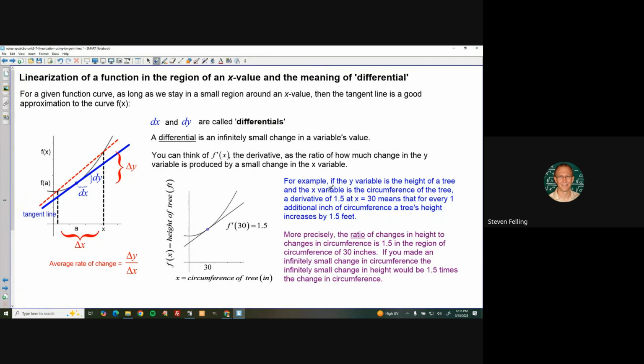Right, here's another example specifically. Let's say that x is the circumference of a tree in inches, and f of x is the height of the tree in feet. So if the derivative at 30 is 1.5, that means that for every 1 additional inch of tree circumference, the height goes up by 1.5 feet on average. More precisely, it means the ratio of the changes in height to changes in circumference is 1.5, right? Meaning that whatever change you have in the circumference of the tree, the height will change by 1.5 times as much, and also the units will change from inches to feet.